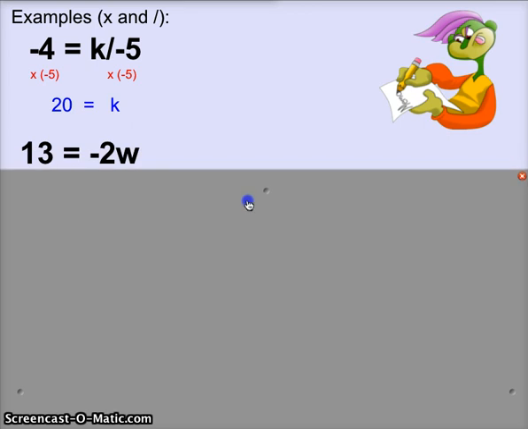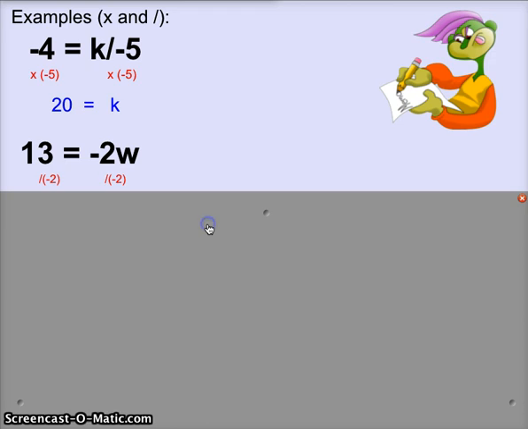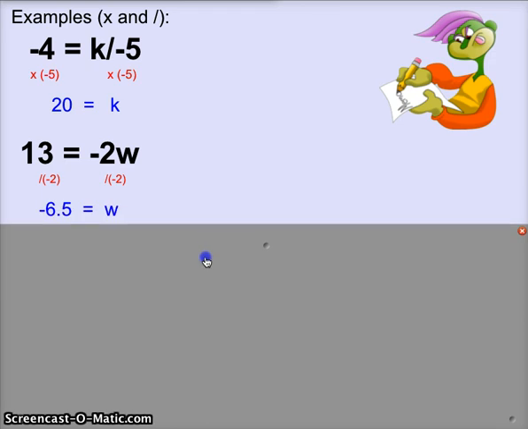Number 2, 13 equals -2 times w. In order to isolate w, we have to divide by -2 on both sides. Doing that, 13 divided by -2 gives us -6.5, which is now the value of w.